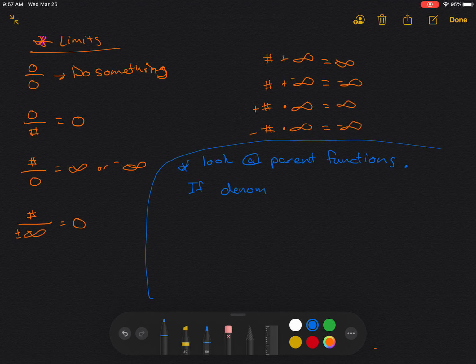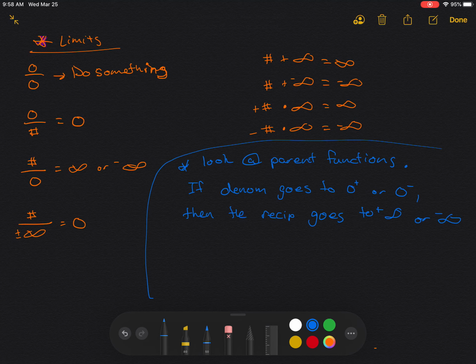If the denominator goes to positive 0, or 0 from the positive side, or 0 from the negative side, then the reciprocal goes to positive infinity or negative infinity.